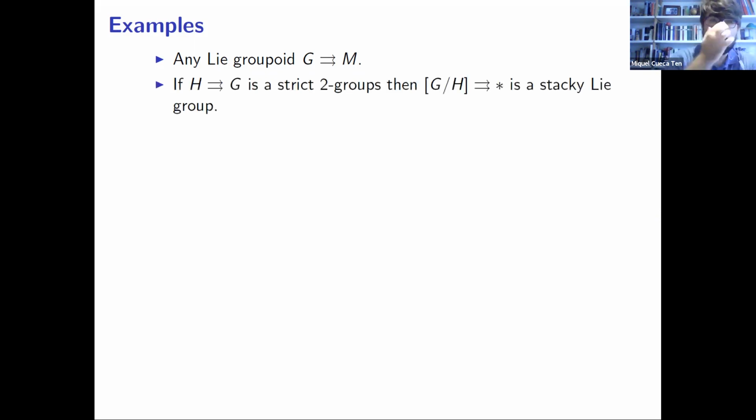The second example is that you can consider strict 2-groups. What is a strict 2-group? It's a Lie groupoid where G and H are also Lie groups and the two structures are compatible. Another name for these objects is a crossed module of Lie groups. Then what happens is that the stack that this Lie groupoid models is a Stacky Lie group.